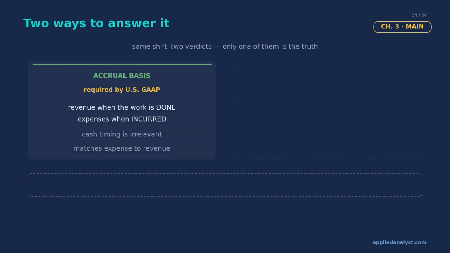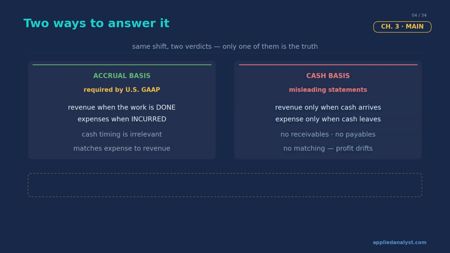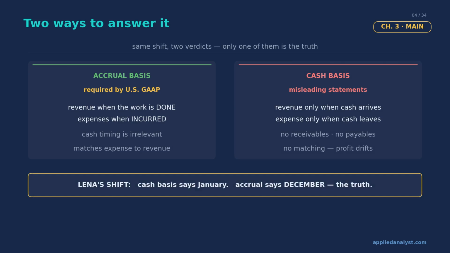Accrual basis accounting, required by U.S. generally accepted accounting principles, records revenue when the performance obligation is satisfied, the work is done, and records expenses when they're incurred, not when cash moves. Cash basis accounting records revenue only when cash comes in, and expenses only when cash goes out. No receivables, no payables. Sounds simpler, and it produces misleading financial statements because it doesn't match expenses with the revenues they created.